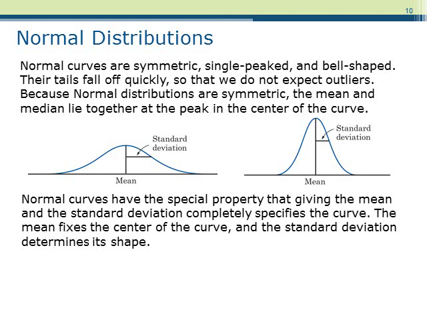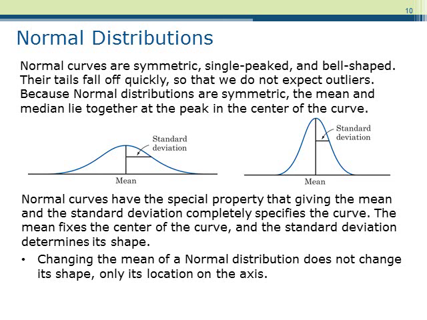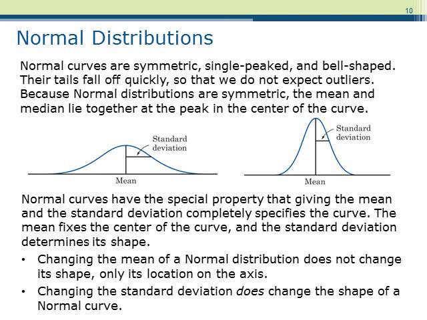Normal curves have the special property that giving the mean and standard deviation completely specifies the curve. The mean fixes the center of the curve, and the standard deviation determines its shape. Now, changing the mean of a normal distribution does not change its shape, only its location on the axis. Changing the standard deviation does change the shape of a normal curve. In particular, the larger the standard deviation, the wider the curve will be. So for instance, in the 2 normal curves above, the one on the left has a much larger standard deviation.